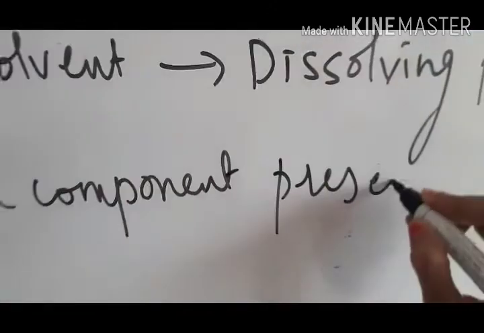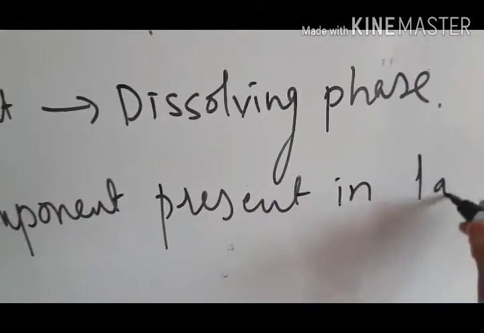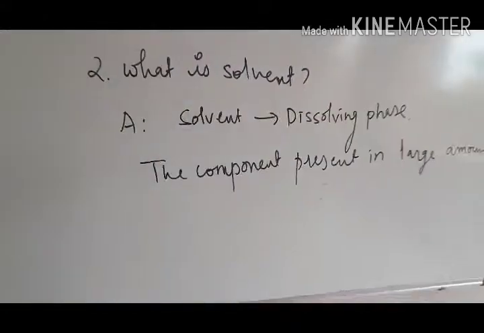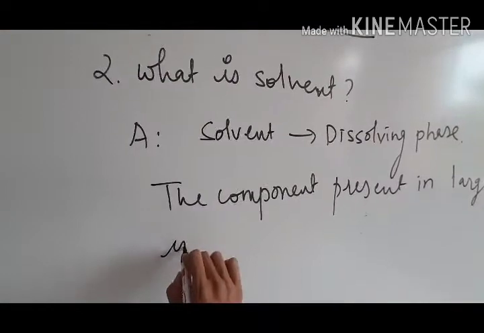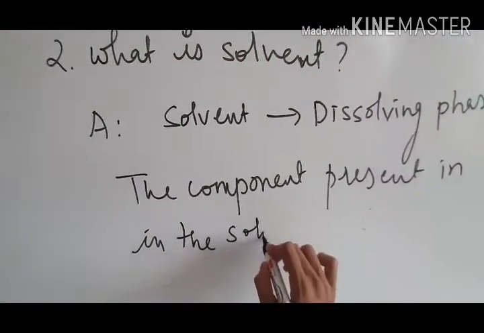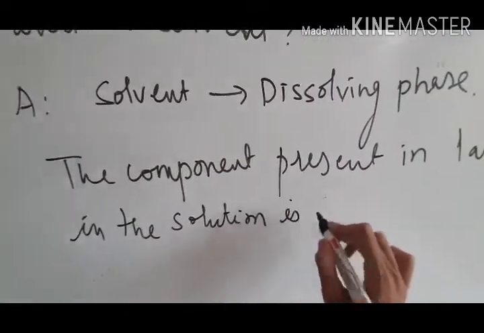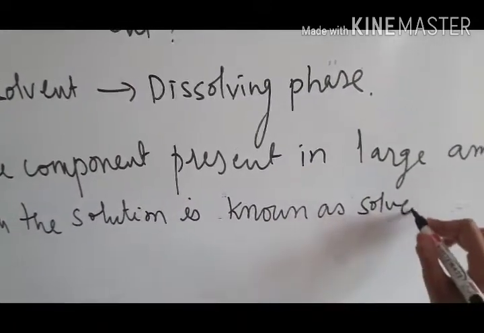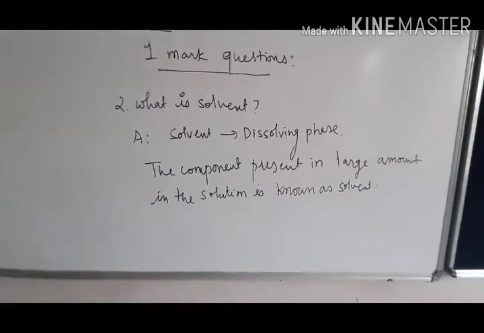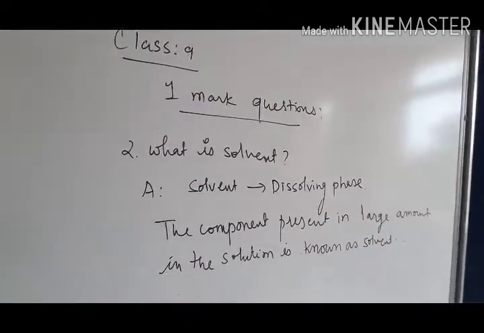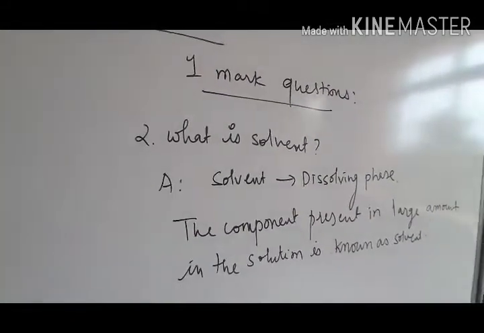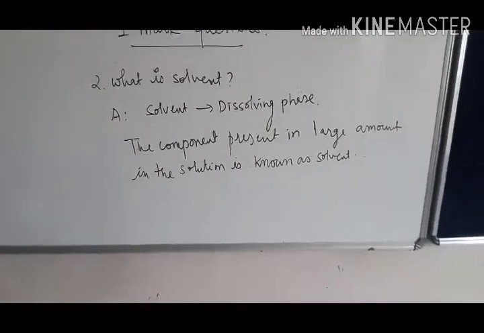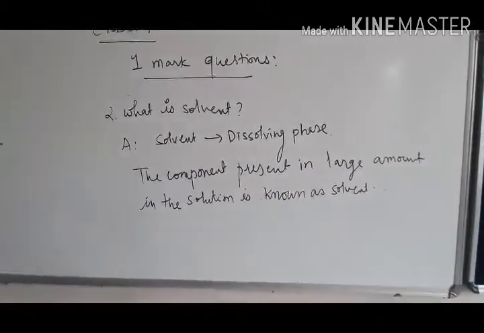the component present in large amount in the solution is known as solvent. Children, have a look at the answer: it is the dissolving phase. You can write that it dissolves the solute component, or you can write that the component present in large amount in the solution is known as solvent.